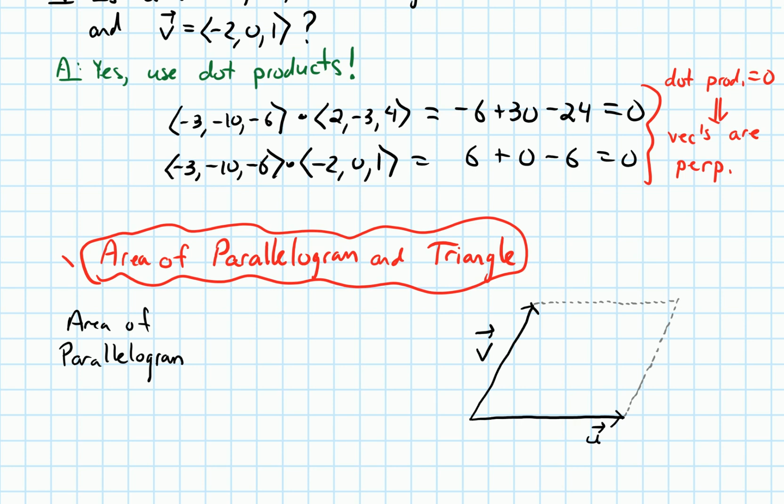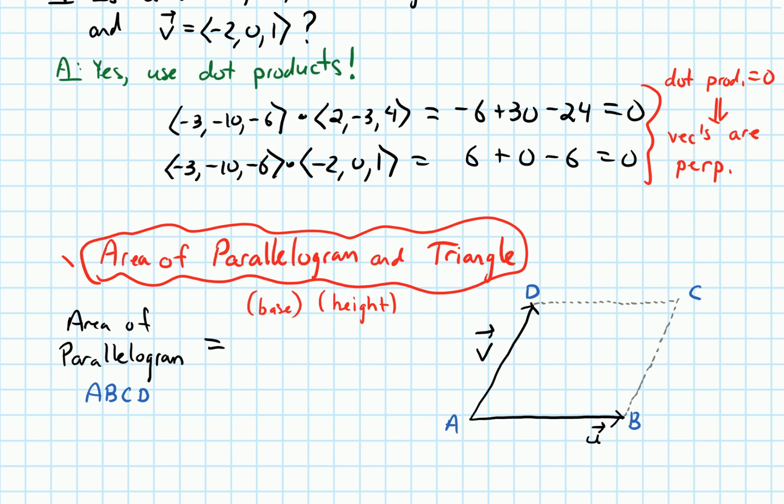In fact, let me label the vertices. So let's just call this A, vertex B, vertex C, vertex D. Find the area of that parallelogram ABCD. So the formula for the area of a parallelogram is you take the base length. So you take the length of the base and you multiply it by the perpendicular height.